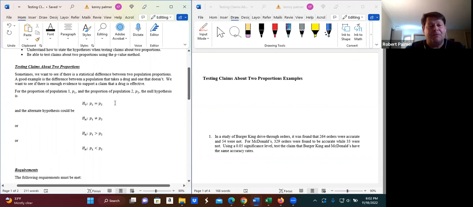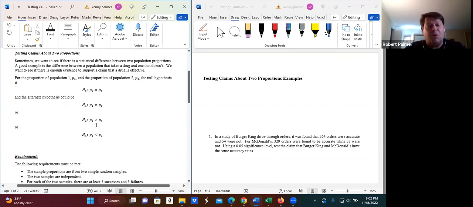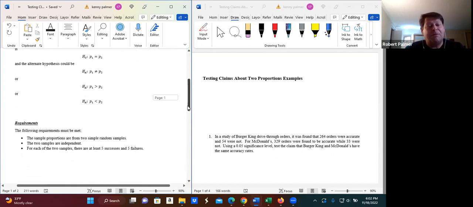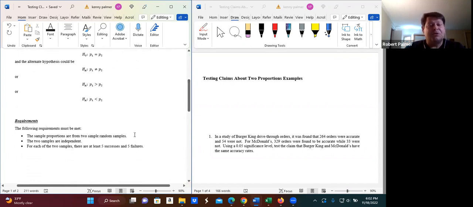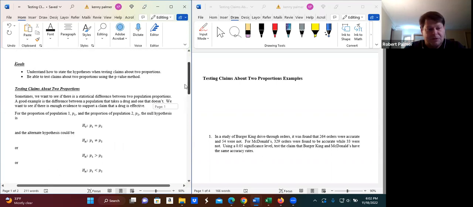Our null hypothesis will be that the proportions are equal. Then the alternative will be either that they're not equal, or that one is greater than the other or less than the other. The requirements are similar to what we had before for proportions. The samples are simple random samples, and they are independent, meaning they're not related or connected to each other in any way. There also have to be at least 5 successes and 5 failures to be able to use the standard normal distribution methods.